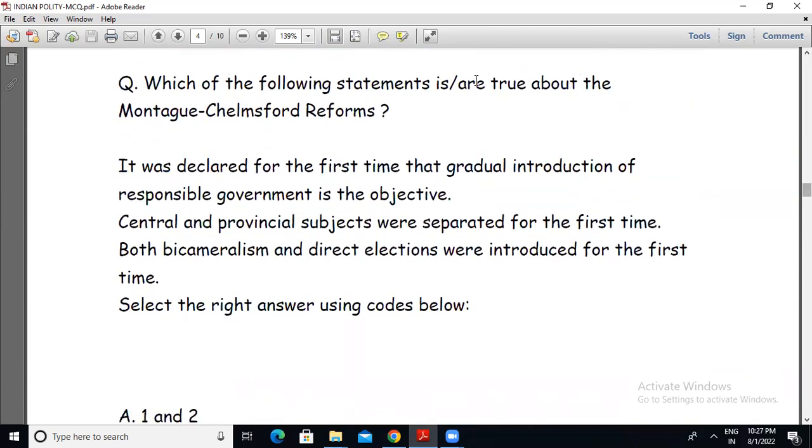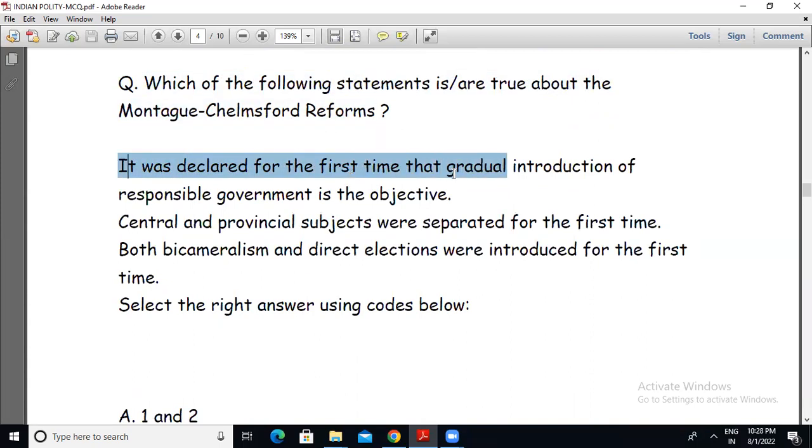Let's come to the next question. We have discussed the 1773 Regulating Act, the 1833 Charter Act, and then the Indian Councils Act 1909, that is the Morley Minto reforms. Now let's come to the Montagu Chelmsford reforms. Which of the following statements are true about the Montagu Chelmsford reforms?